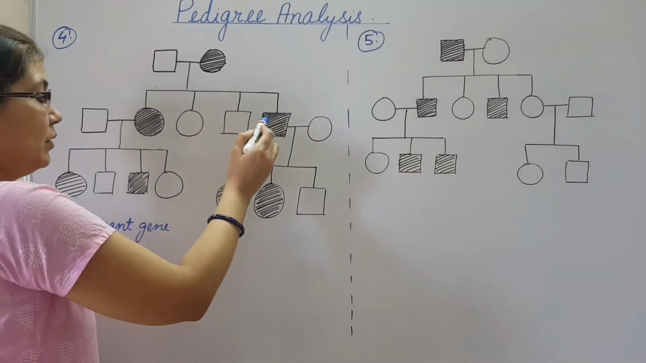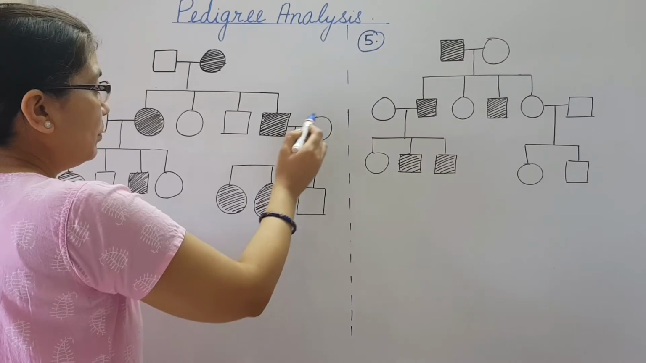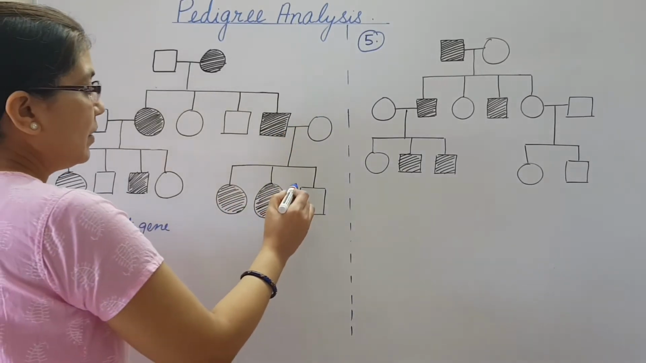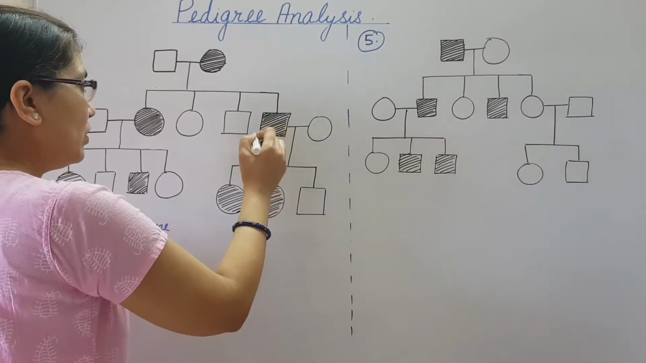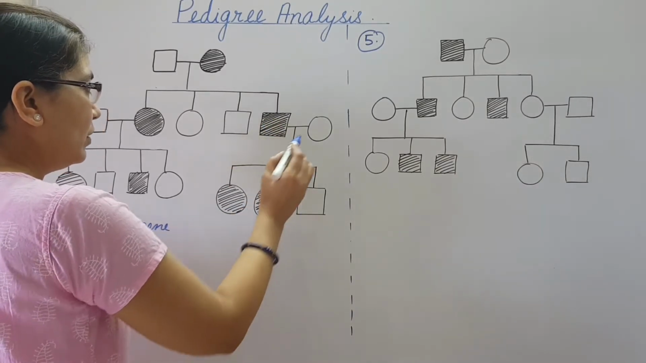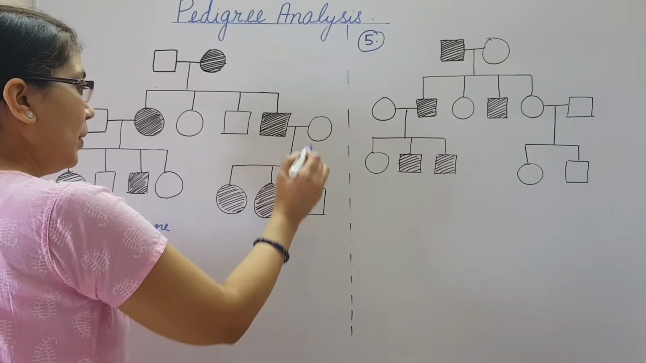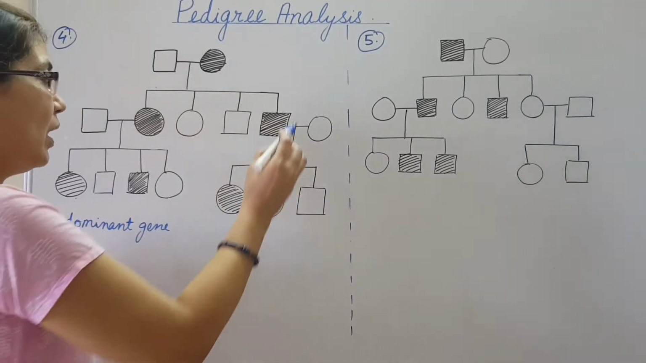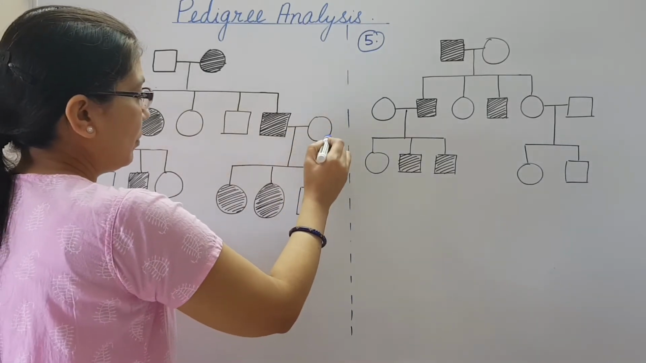But if we see here, this affected male mates with unaffected female. Both the daughters are affected, but son is unaffected. Daughter receives one X chromosome from father and one from mother. But son receives only Y chromosome from father and X chromosome from mother.